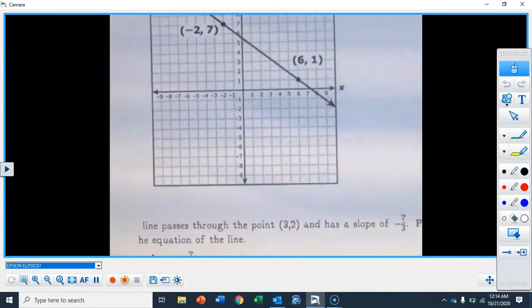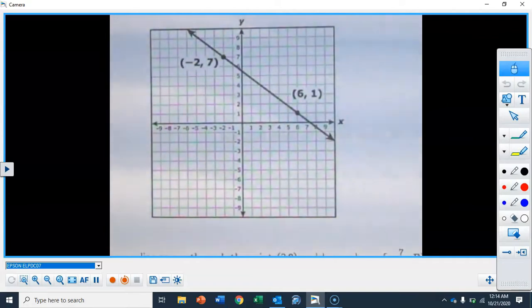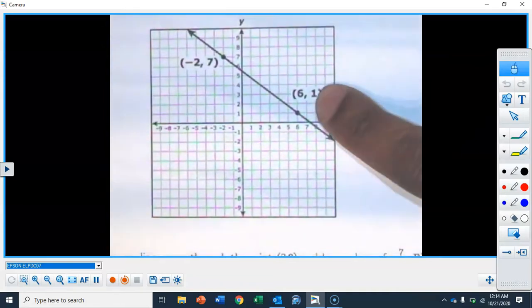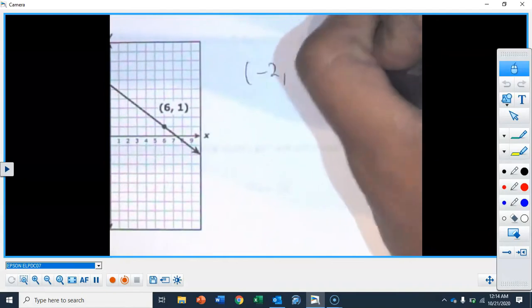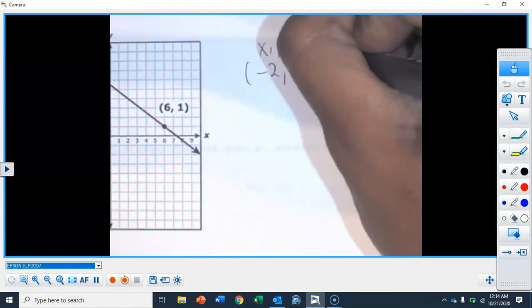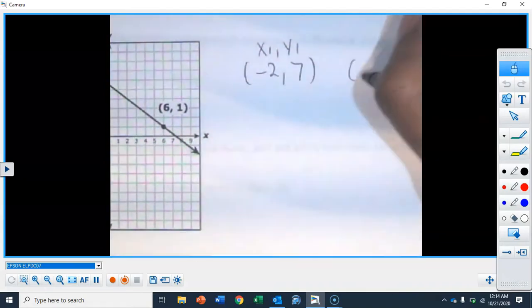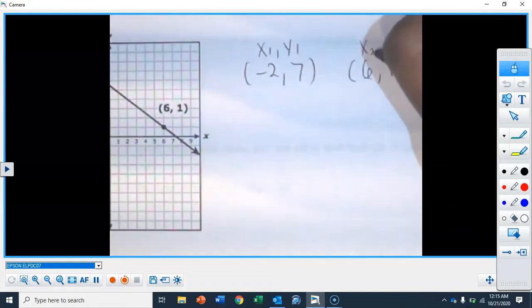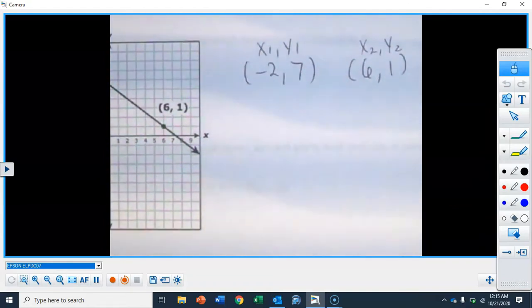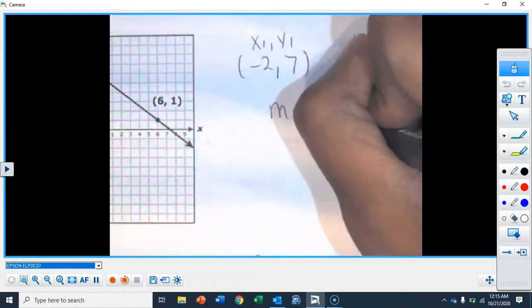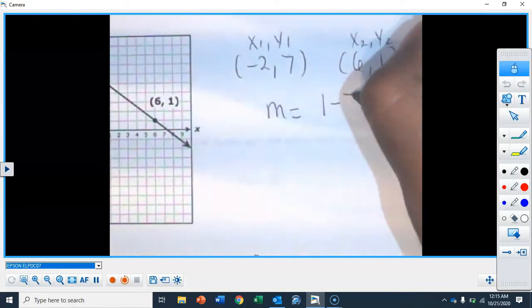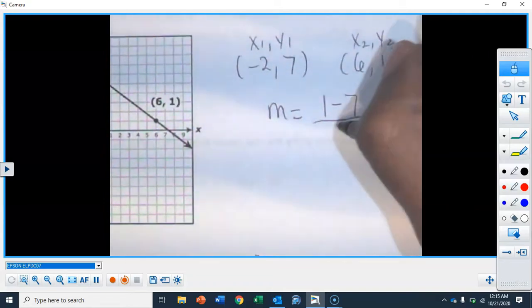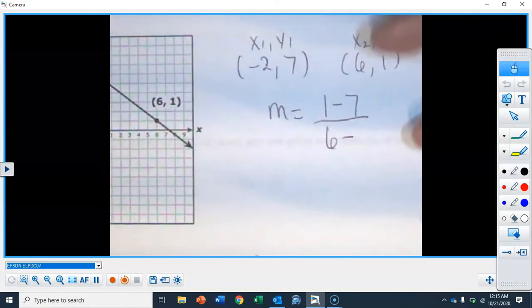So again, we got 2 points. I'm going to always say the point on the left is my point 1, and then this one is point 2. So I'm going to say that my negative 2, comma 7 is the x1, y1, and 6, comma 1 is x2, comma y2. Okay, so now let's go get slope like they told us. So 1 minus 7 over 6 minus negative 2.